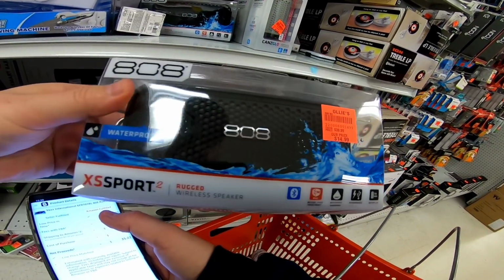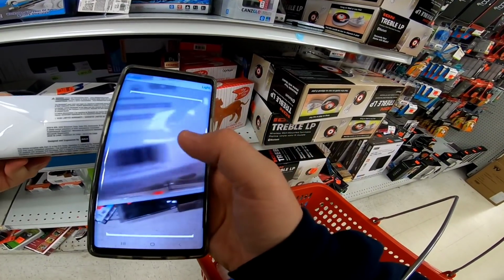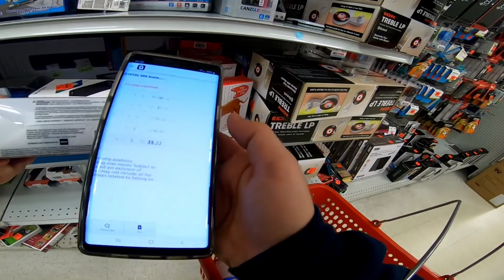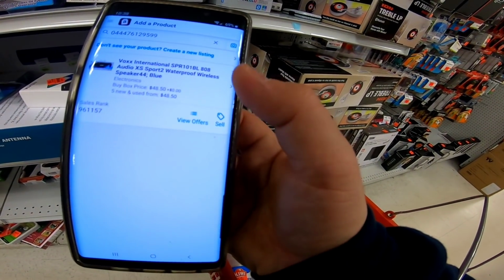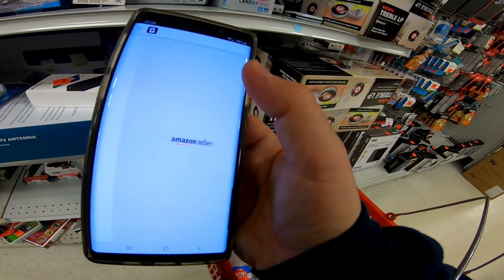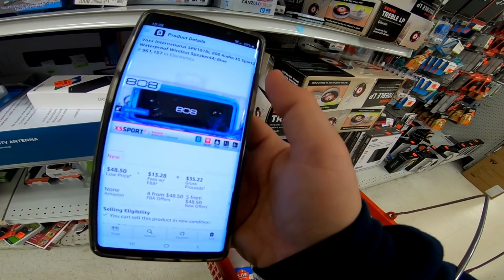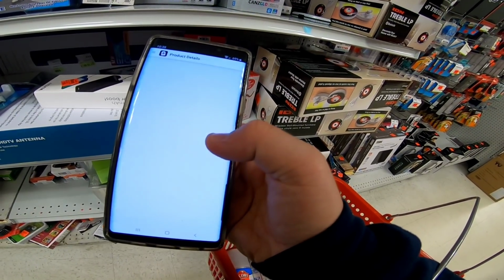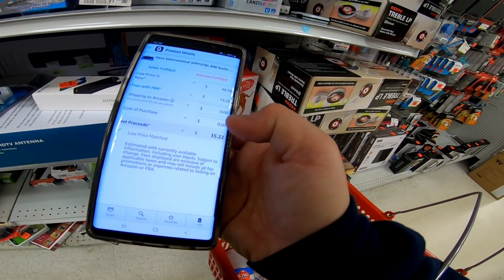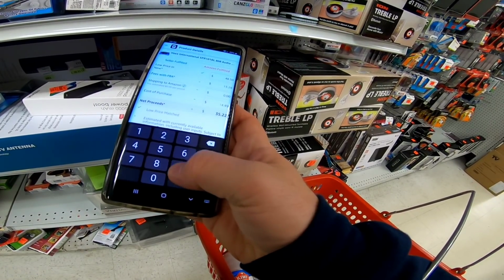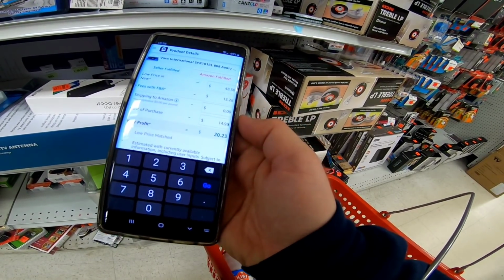Then I found this Bluetooth speaker that seemed to be pretty promising, so I scanned that on the Amazon seller app, and the rank was a little high, but still pretty good, just under 1 million in electronics. And after we looked at everything and accounted for our cost of goods on this, it looked like our payout on Amazon was going to be about $20 per unit, which was pretty good.